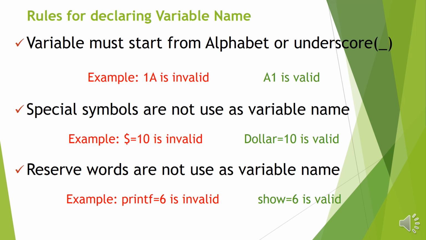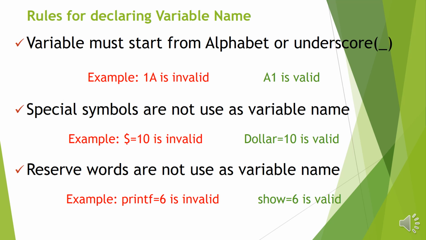Very important question: rules for declaring variable names. The first rule is that a variable name must start with an alphabet or underscore, but mostly programmers say you must start your variable name with an alphabet. You can use underscore, but it's not easy for other programmers. For example, 1a is an invalid variable name. The correct variable name is a1. Why? Because a is an alphabet and a variable name must start with an alphabet.